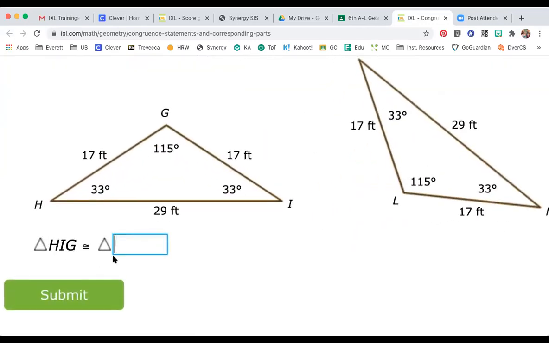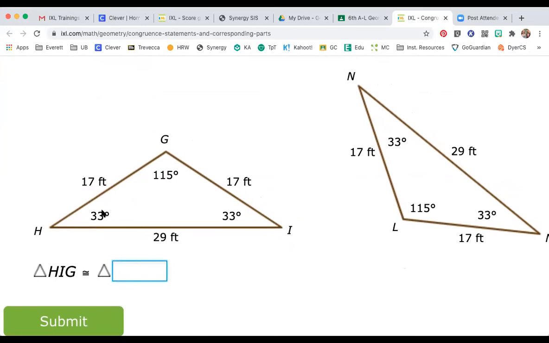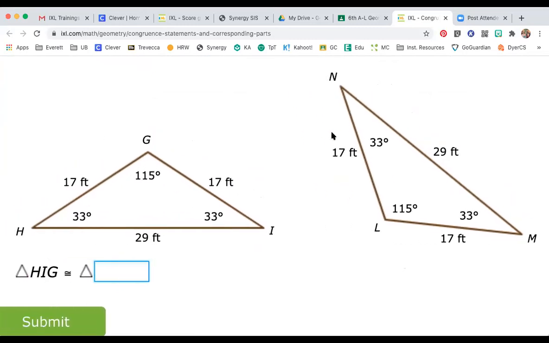So H goes with what other angle over here? Which one's also 33? Oh, sorry, there's two 33s. So technically, since you've got 17, 17, 29, 115, 33, 33, we could do this either way since they're giving us the option. H is a 33 between a 17 and a 29. So you can find a 33 between a 17 and a 29. I was looking up here at M, but we'll go with M since that's what somebody said.